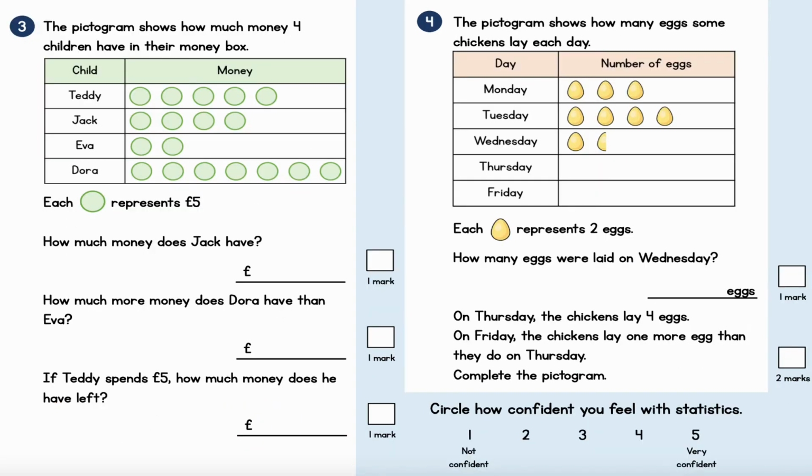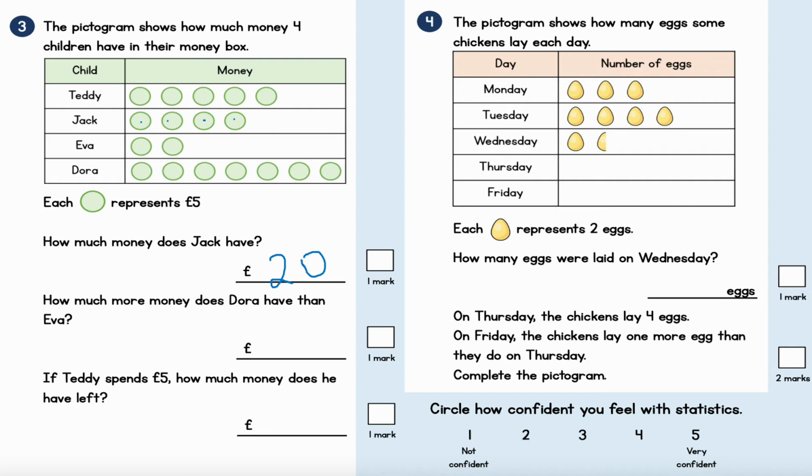This is question number 3. The pictogram shows how many year 4 children have in their money box. So each circle represents £5. How much money does Jack have? 5, 10, 15, 20. So 5 times 4, which is 20. Or I could do 5, add 5, add 5, add 5. That will also give me the same answer.